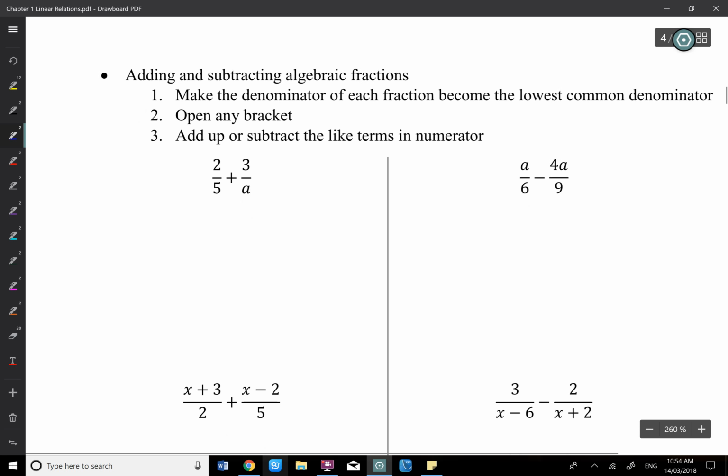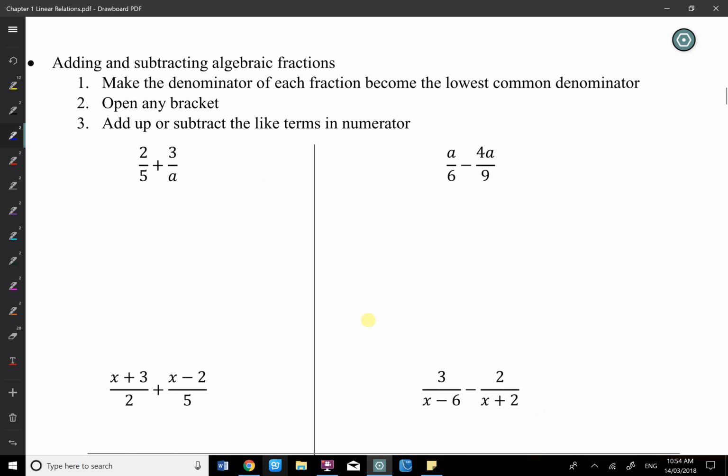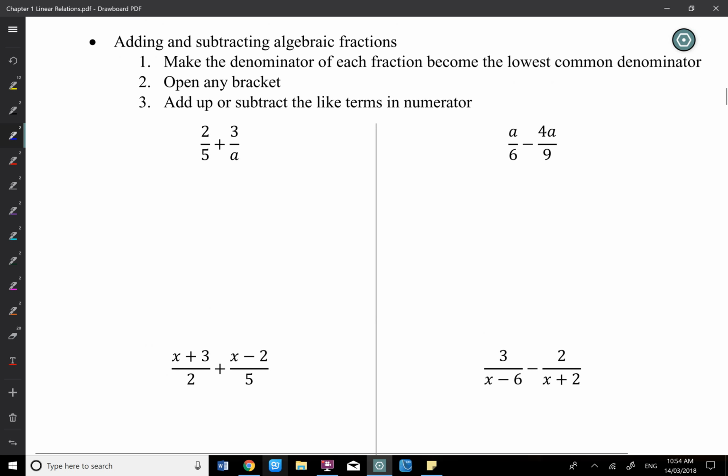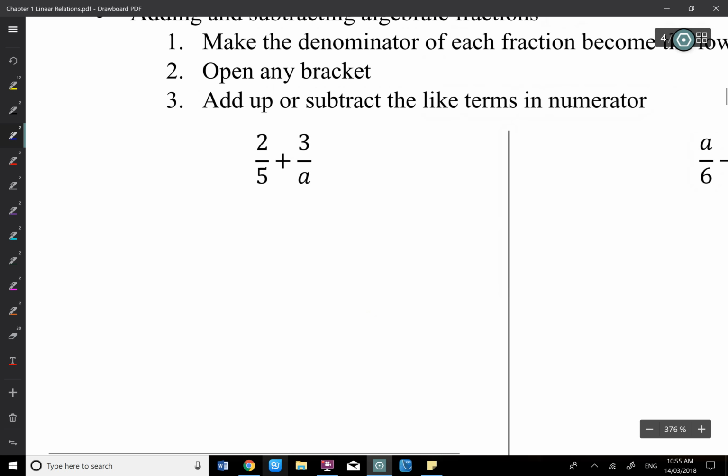Let's have a look at addition and subtraction of fractions. When can two fractions be summed or subtracted? When they have the same denominator. So now what I want to do is make them the same denominator. One fraction is 2 over 5 and the other fraction is 3 over 8. What do you think the common denominator will be?